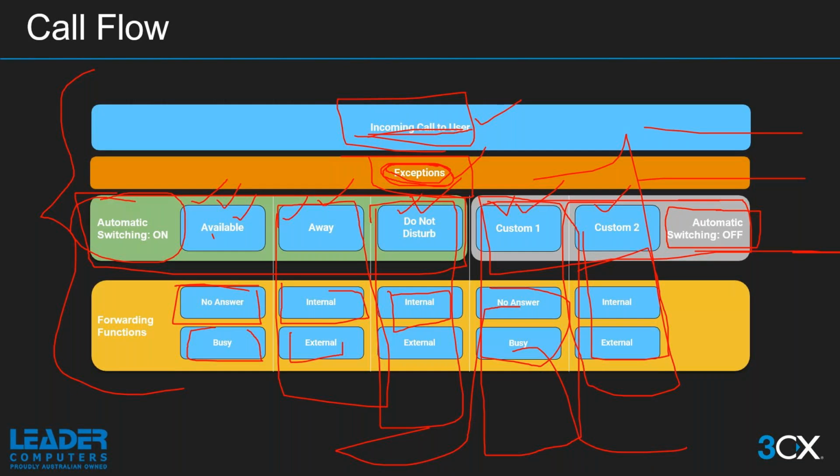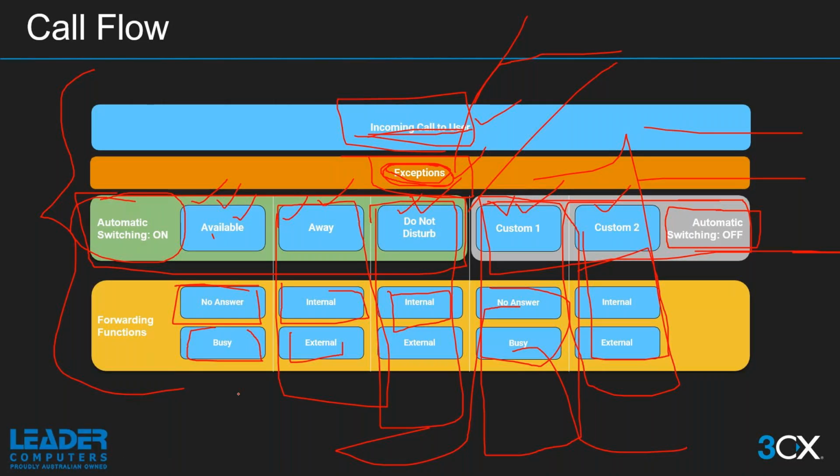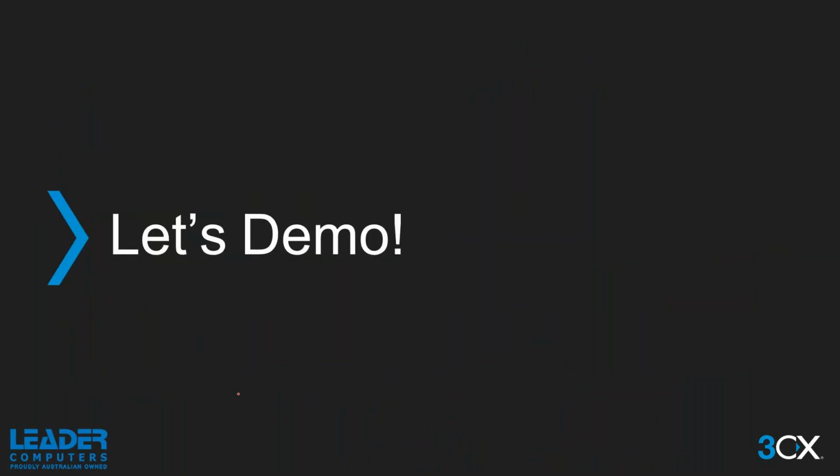So that's basically how it works. An incoming call comes in, and it checks if there are any exceptions. If there are any exceptions, it follows that. If not, it follows through whichever status it's set on, and follows that routing. And that's pretty much it on the profile status. Let's have a quick demo.